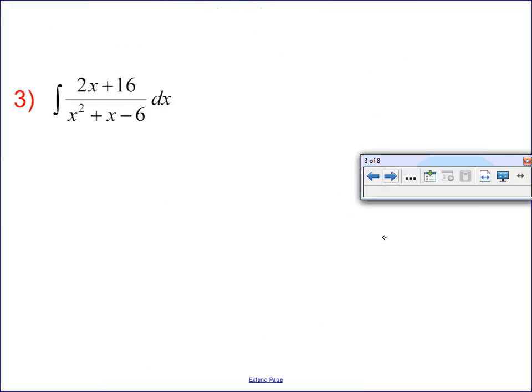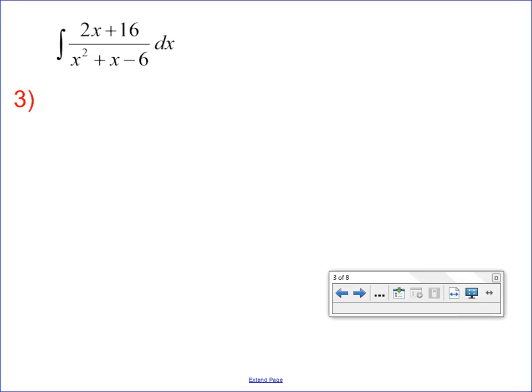So what's up next? Well, now we get to do our new stuff. The derivative of the denominator function would be 2x plus 1. And I have 2x plus 16, right? And while I could break up that numerator as 2x over bottom plus 16 over bottom, it still won't help me because the derivative of the denominator function still won't be present. I do have a sum or difference in the numerator, but breaking up is still not going to help. So what can I do?